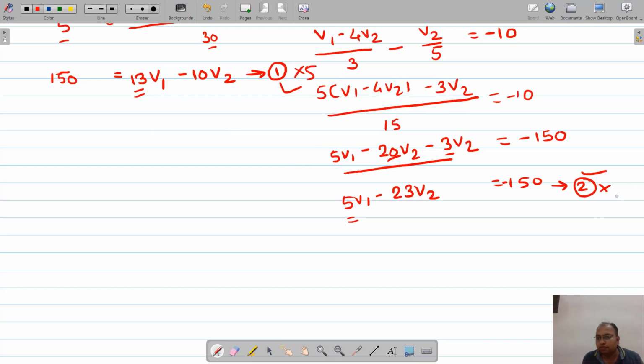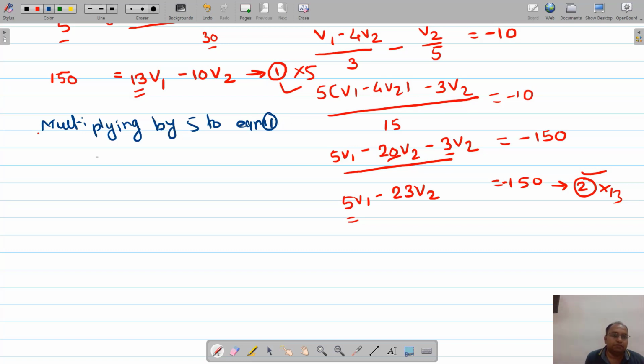Okay, so let us write it over here, multiplying by, okay, let me take a different color, multiplying by 5 to equation number 1, we get 750 is equal to 65 v1 minus 50 v2, isn't it? So this is nothing but the equation after multiplying by 5 to equation number 1. Let us mark this as equation number 3.